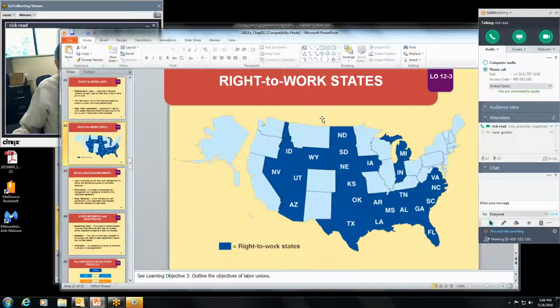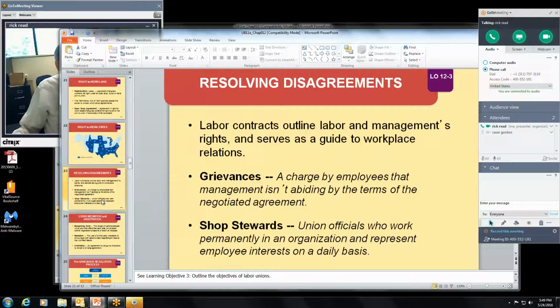These are the states that have right to work laws. I think there may be another state added there. I'm not sure. So this may be just a little off.